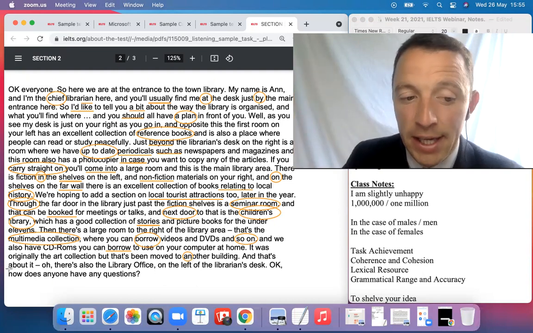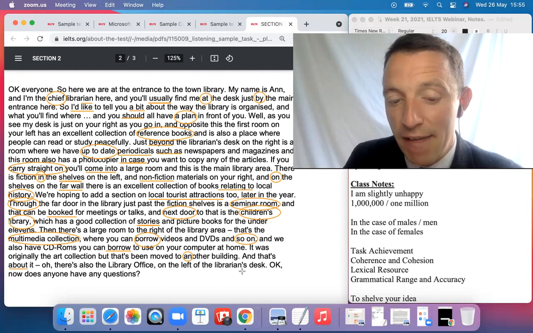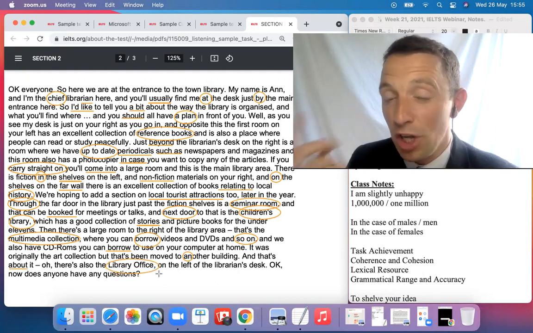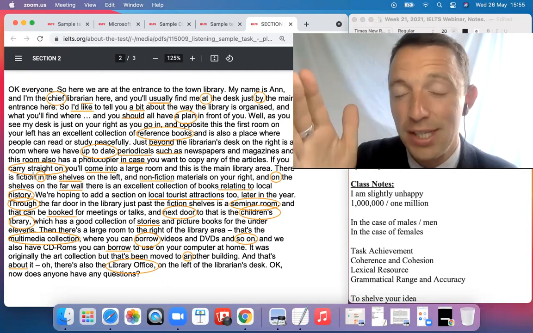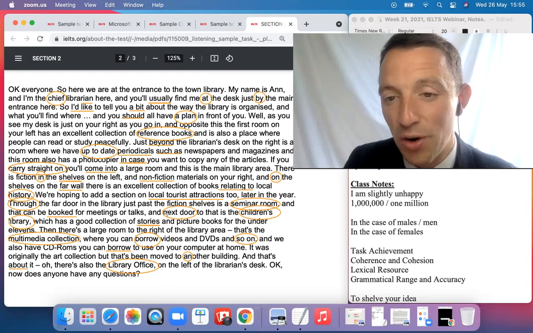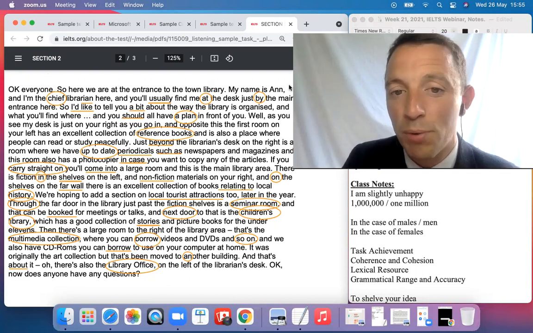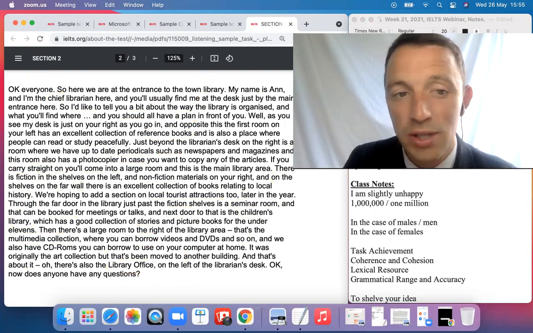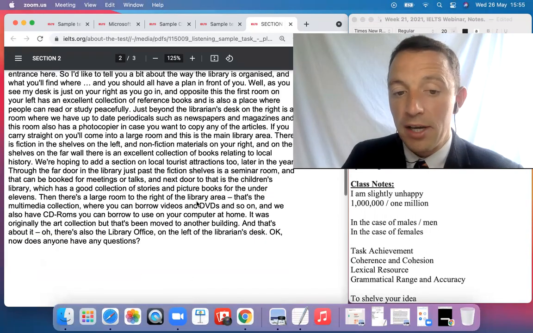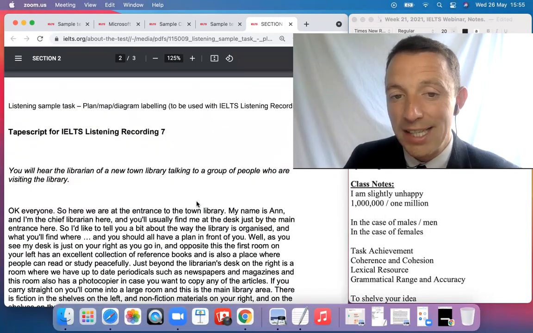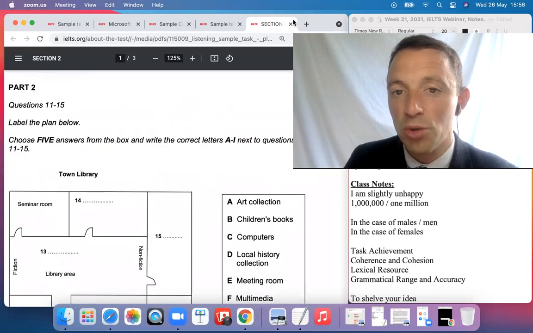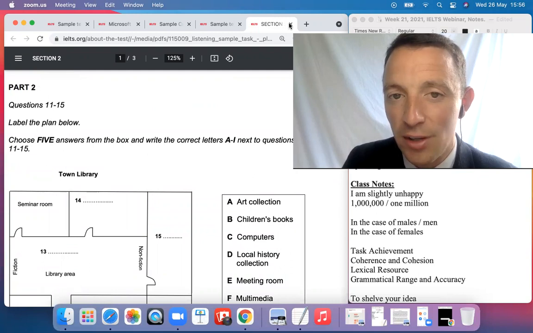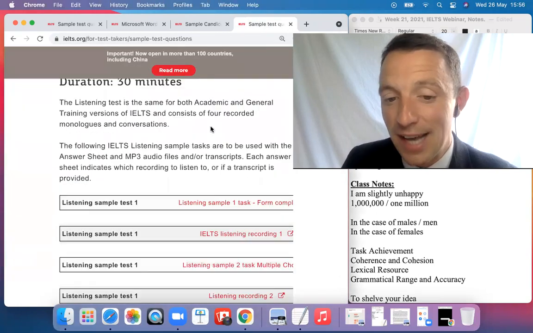And that's about it. Oh, there's also the library office on the left of the librarian's desk, and I think we know that already. So not too difficult. For me, the most difficult expression was carry straight on, which means to continue in that direction. And next door. They were probably the most problematic expressions, but not too difficult really. Okay, good. So that's just an example of the listening, one little part of the listening in the IELTS. And of course, we have a lot more material on the website. And that's just a little sample you can see here.